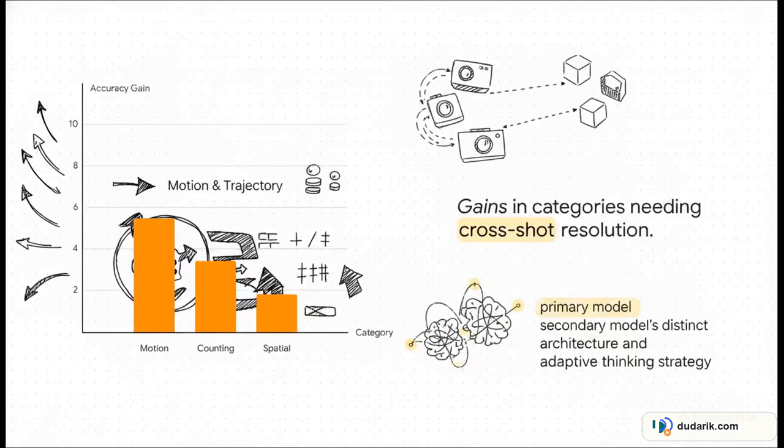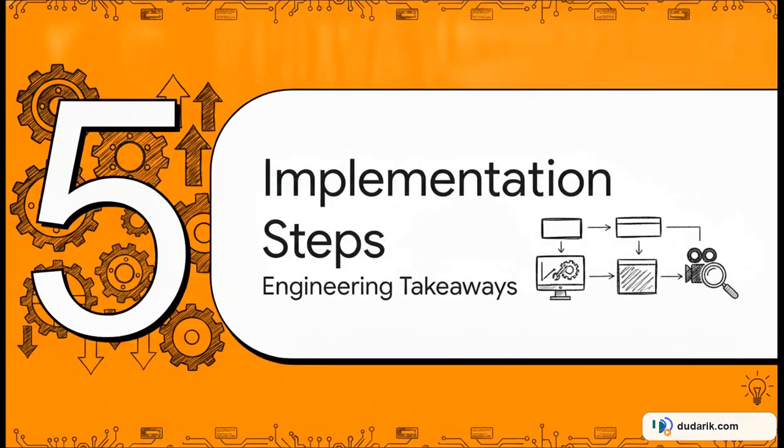Drilling down into the 1001-question validation set reveals exactly where these gains are hiding. The performance jumps were heavily concentrated. We're talking a massive plus 5.49 in motion and trajectory, plus 3.45 in inferred counting, and plus 1.82 in vertical spatial reasoning. Now, why those specific categories? Well, those are the areas that depend most heavily on cross-shot reference resolution. The secondary model's distinct architecture perfectly resolves those tricky cross-shot references, essentially bypassing the correlation floor that tripped up the primary model.